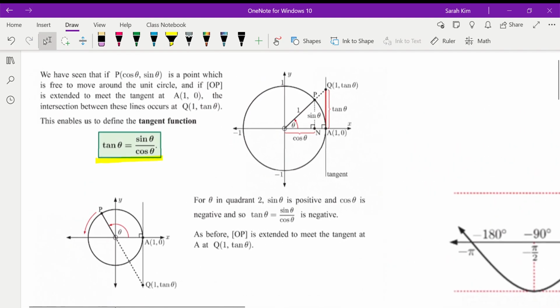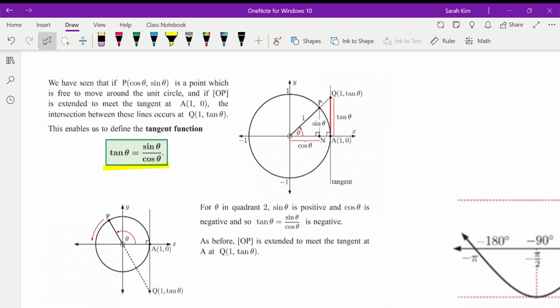In this case, we have seen that P, cos theta, sine theta, is a point which is free to move around the unit circle. If OP, so this length over here, is extended to meet the tangent at A over here, the intersection between these lines occurs at Q, (1, tan theta). This enables us to define the tangent function.